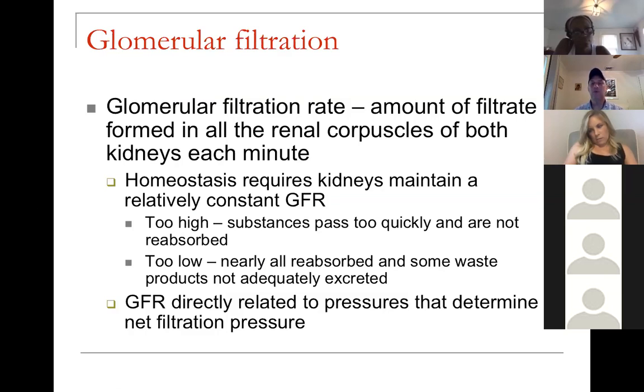So, homeostasis requires we maintain a roughly constant glomerular filtration rate. Too high, substances pass too quickly and they're not reabsorbed. Too low, nearly all are reabsorbed and nothing is excreted. That's just as dangerous as not retaining anything inside the secreted materials at all. So how do we actually regulate the glomerular filtration rate?